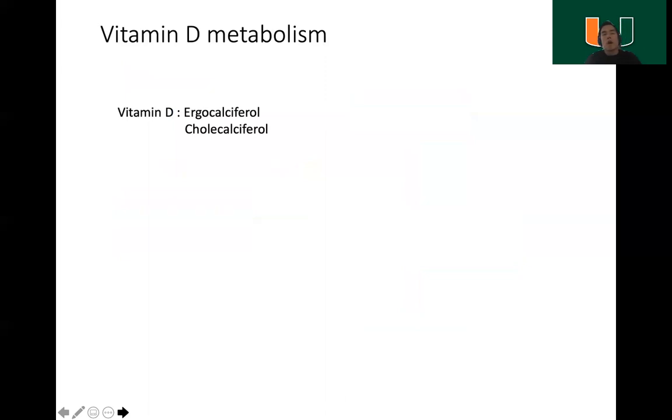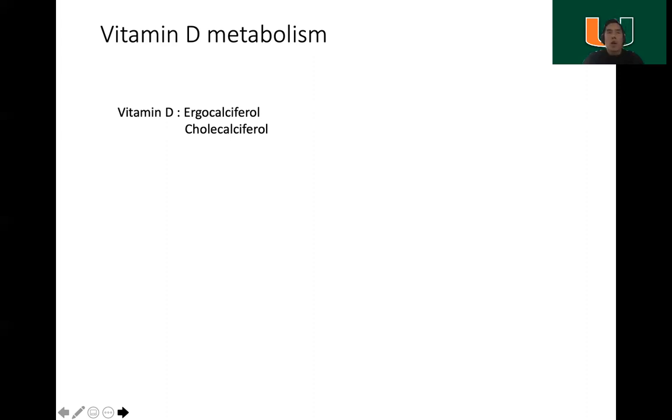Now, let's talk a little bit about vitamin D metabolism. It's also very important for you to understand. We need to go back to the metabolism of vitamin D. Vitamin D is either ergocalciferol or cholecalciferol. You can buy both as a supplement, and both forms are on the market. Remember, our body can synthesize cholecalciferol. When we're exposed to UV light, the fat can be converted to cholecalciferol.